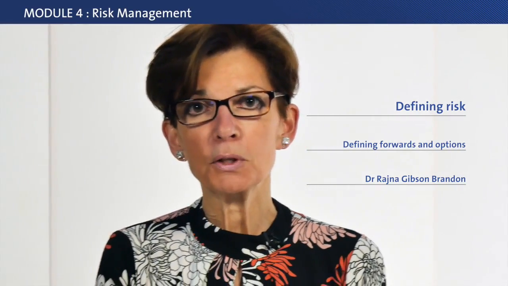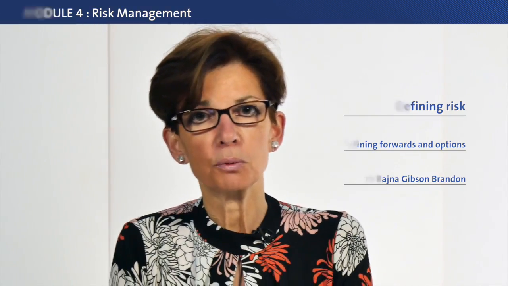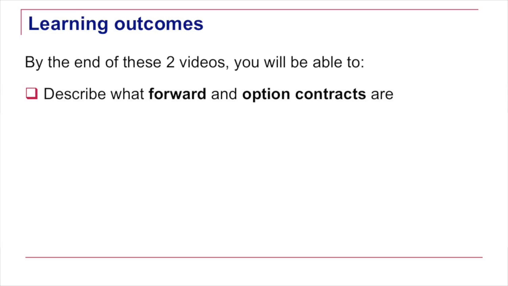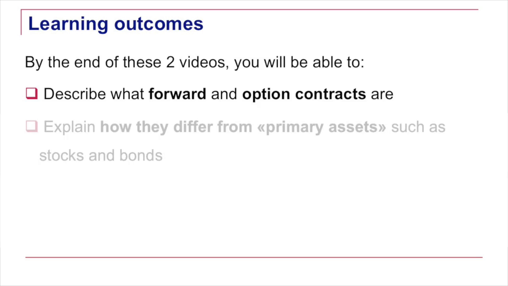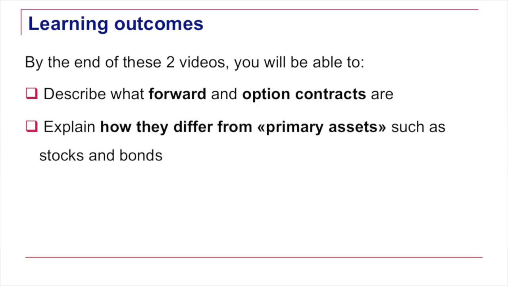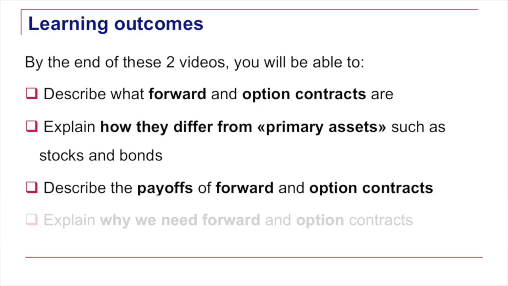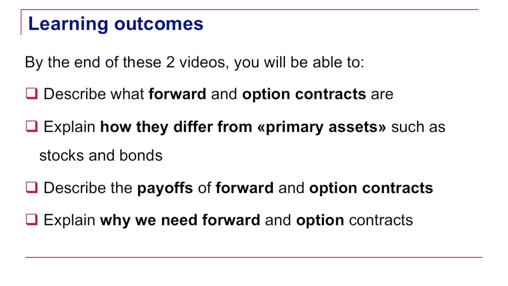Welcome to this first lesson on defining risks, which will provide you with some insights into forward and option contracts. What are the learning objectives that we have? First of all, what is a forward, what is an option contract? Secondly, how do these contracts differ from primary assets such as stocks or bonds, and what are their payoff structures at maturity? And finally, how can we use forwards and options in portfolio management?